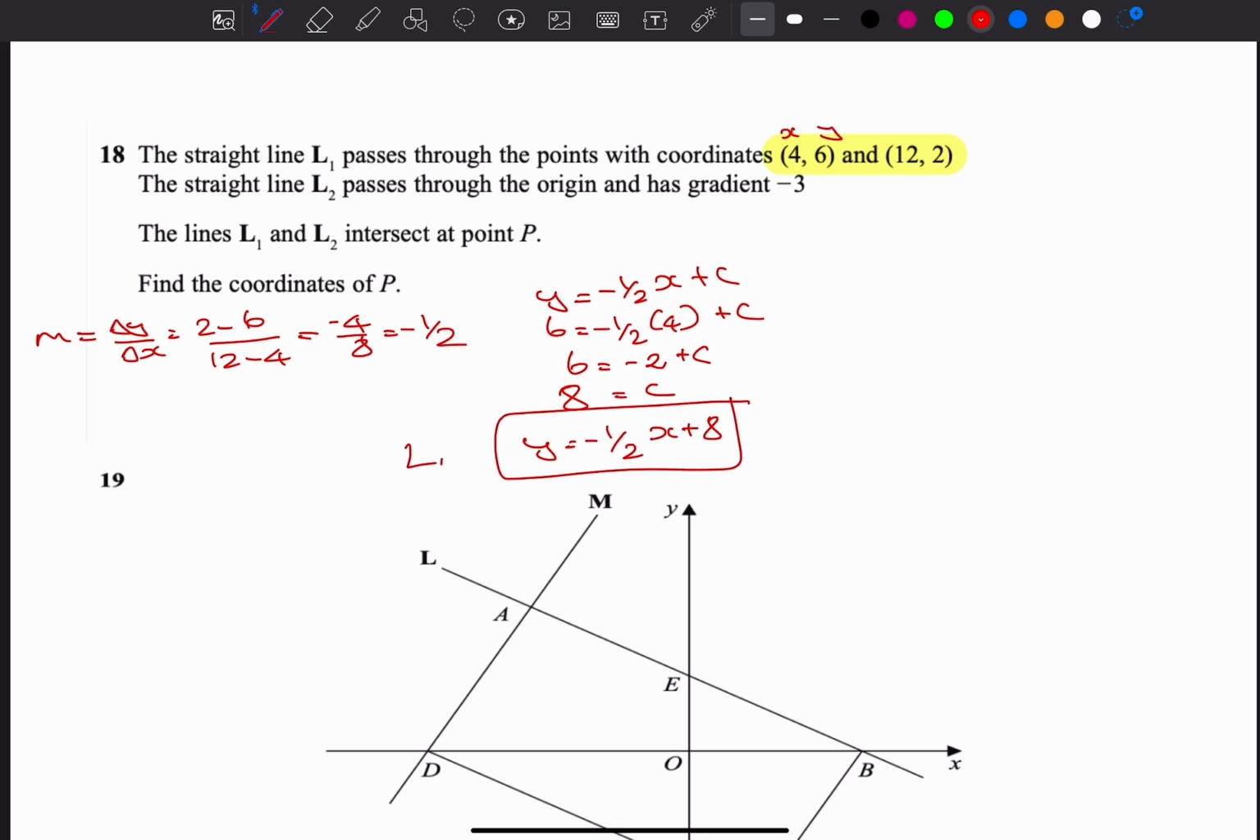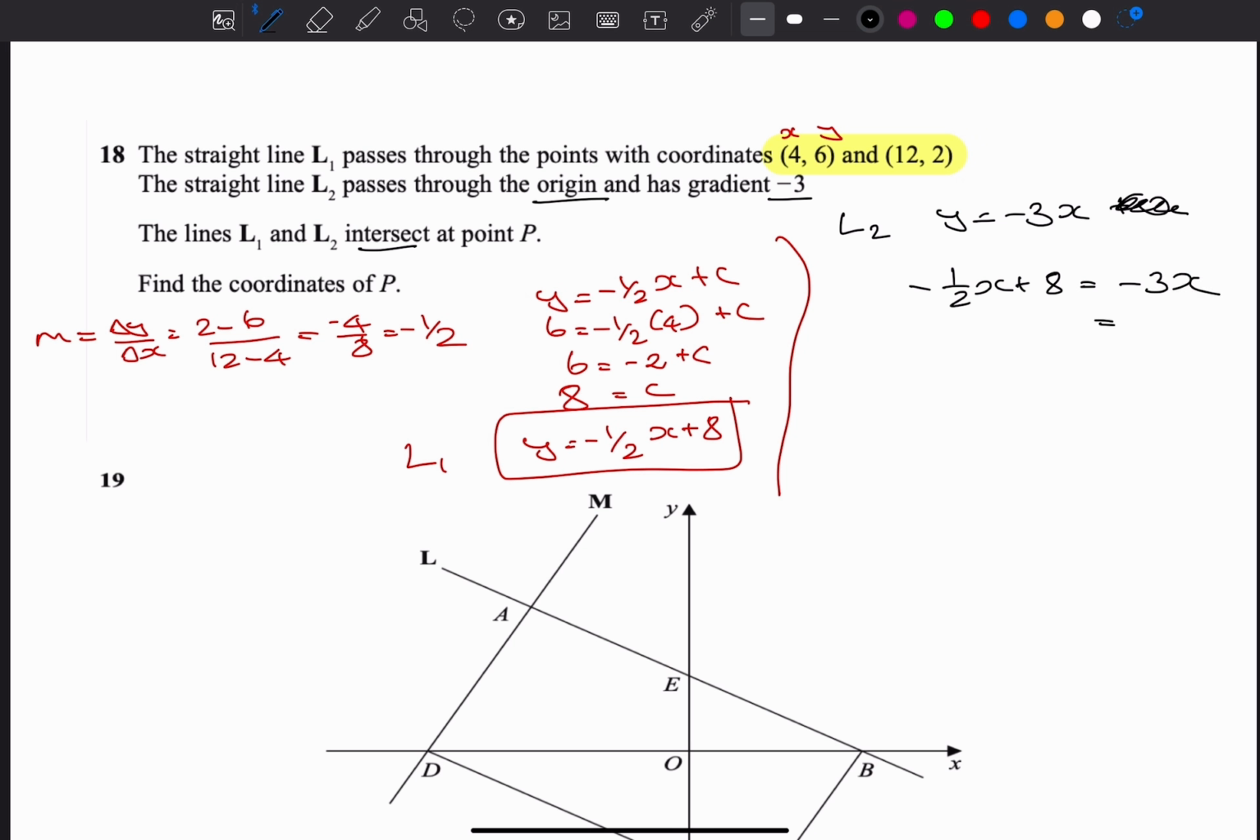That is L1. What's the other one? L2. L2 gradient is minus 3, so y equals minus 3x. And where does it go through? The origin. So technically 0, no one puts 0, so y equals minus 3x. And they both intersect. What does intersect mean? You put them as simultaneous equations. So put them together. Make the y that. So minus a half x plus 8 is equal to y, which is minus 3x. Move it to that side. Add a 3x on it, what's that going to give you?